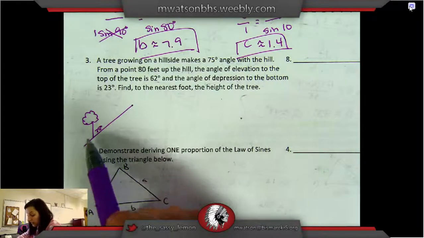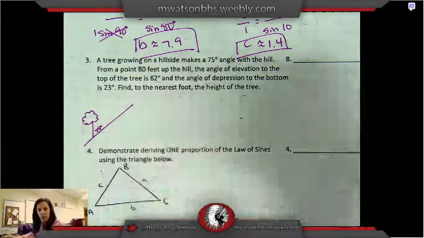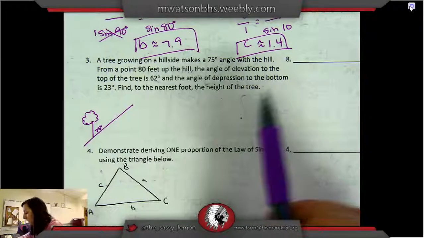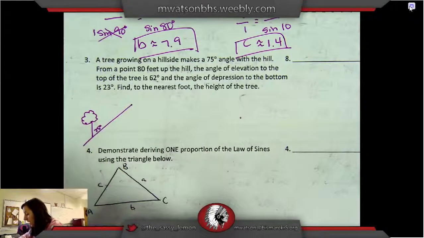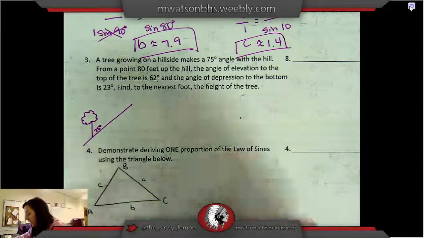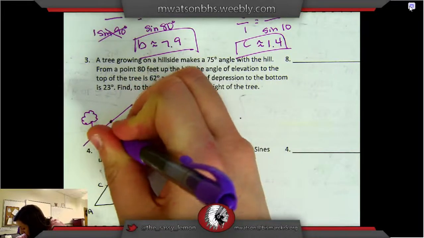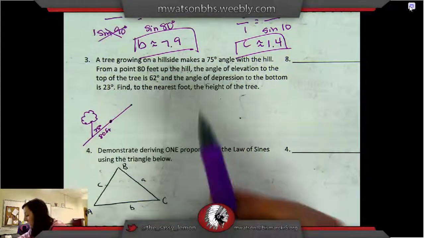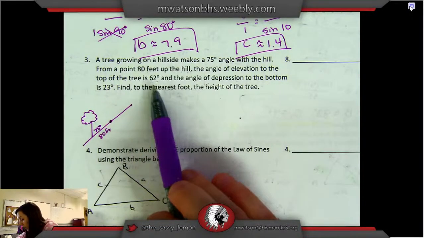Now it makes sense that this angle wouldn't be 75 degrees because it looks huge. Okay, so the smaller of the two angles. So use the first part. From a point 80 feet up the hill, the angle of elevation. So let's stop there. Let's draw a point 80 feet up the hill. My diagram's probably too little. There's an angle of elevation to the top of the tree that's 62 degrees.